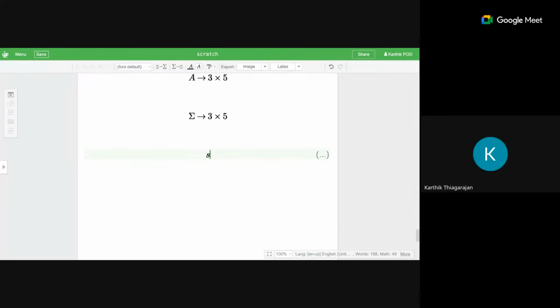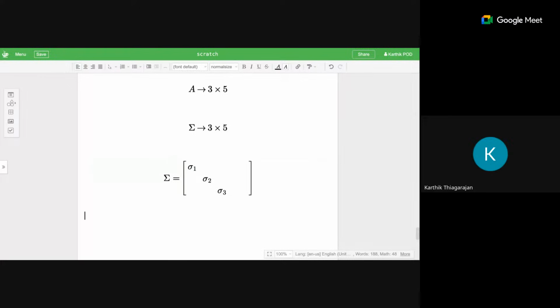If you're not able to see that, this is 3 cross 5, so this is 1, 2, 3, 4, 5. Notice that this is like a wide matrix. If you start with sigma 1, this is sigma 2, this is sigma 3. So you can have 3 singular values here at most. You will have 3 singular values.